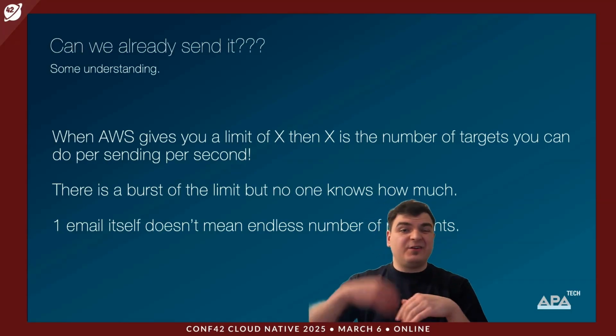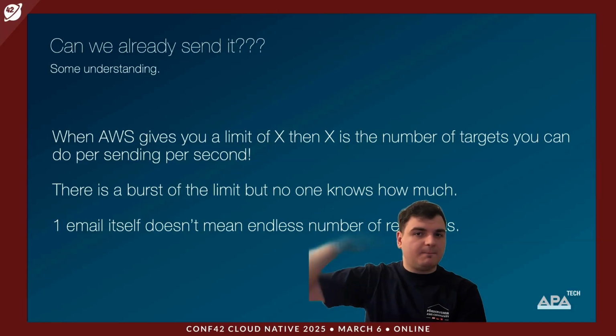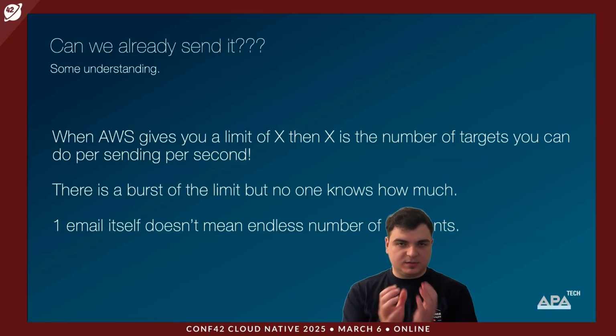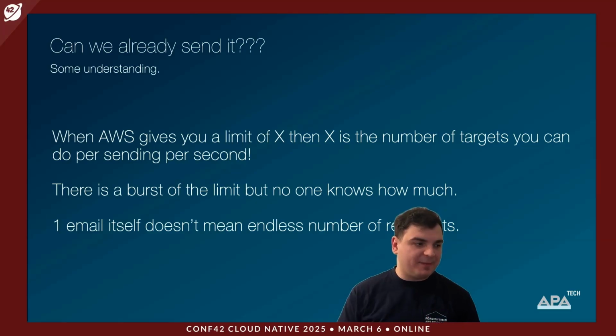If you go over, there is a small burst of send limit, but no one knows, even the AWS documentation doesn't reflect how big it is. You'll hit the API limit. And you must take into account this is a crucial value, and it's your capacity that you can plan in your application for the sending.